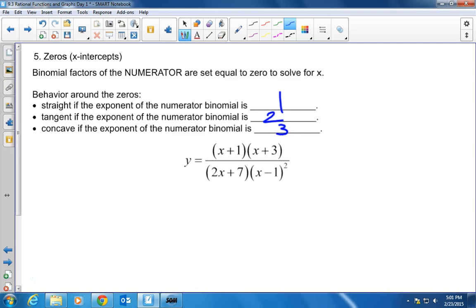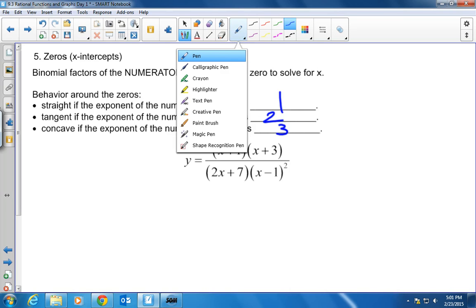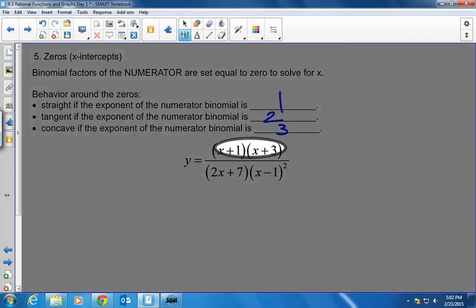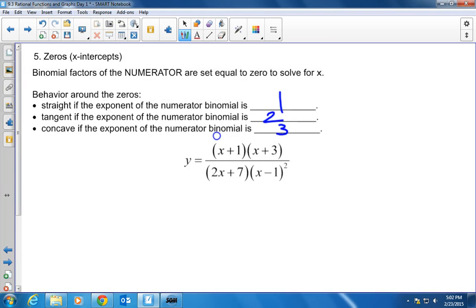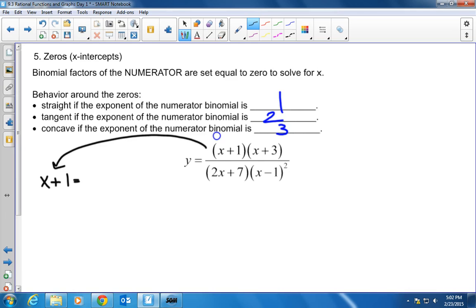So let's go ahead and find the x-intercepts just by taking a look at these two. And then we'll go ahead and determine the behavior. So to find the x-intercept for the first one right here, go ahead and solve for x. Your x-intercept is going to be a -1, 0. Remember, this has a degree of 1, so this is going to have straight behavior.